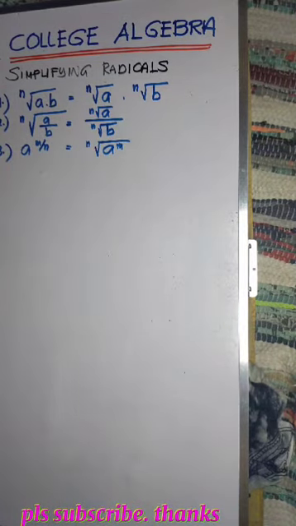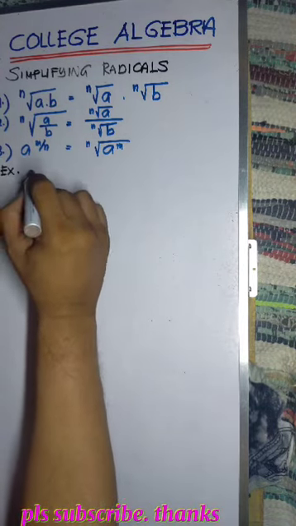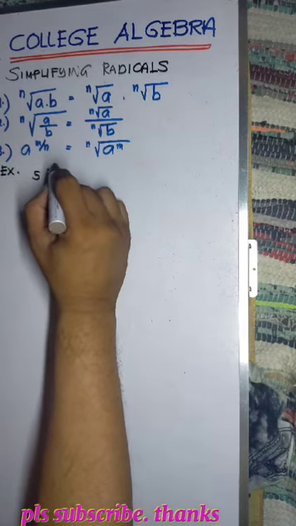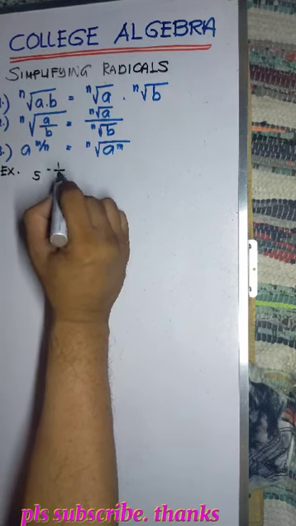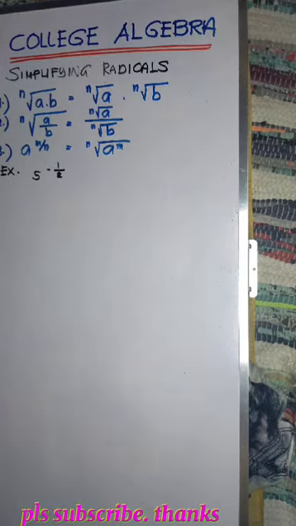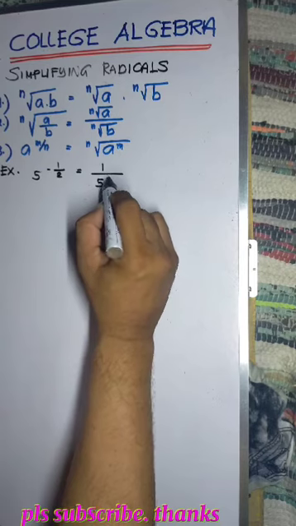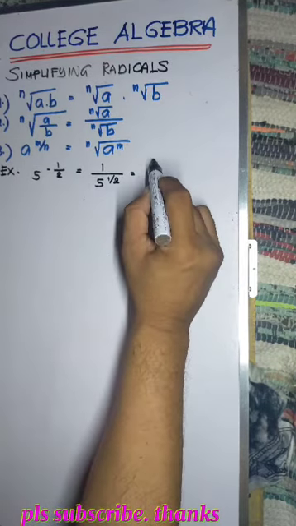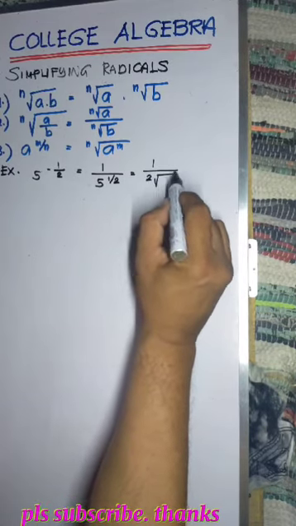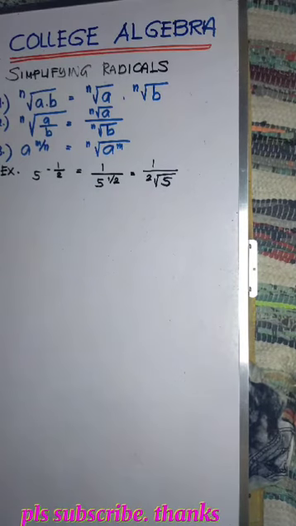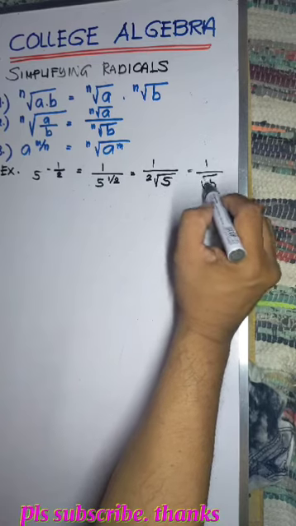Okay. So for example, here we have 5 to the negative 1/2. So that will become 1 over 5 to the 1/2, equals, based on rule number 3, 1 over the square root of 5. So that will be 1 over square root of 5. Okay.